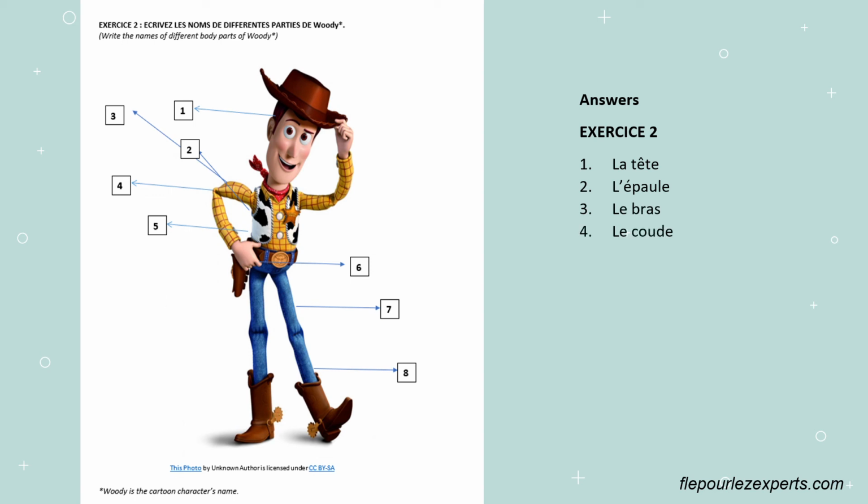Number 4 is elbow. How do you call the elbow? Le coude. Number 5, the back, la hanche. Number 6 are fingers, les doigts. Number 7 is thigh, la cuisse. Number 8 is legs. Oh, I'm forgetting this answer.